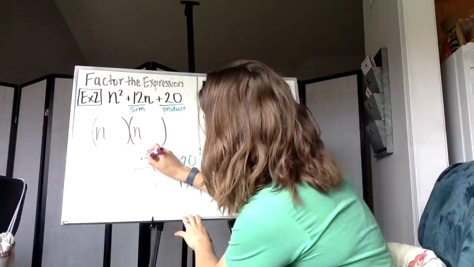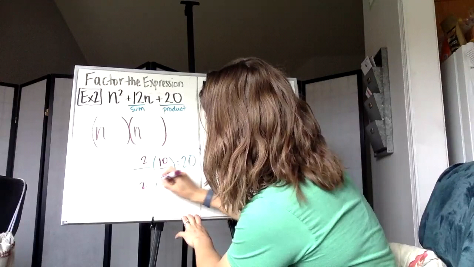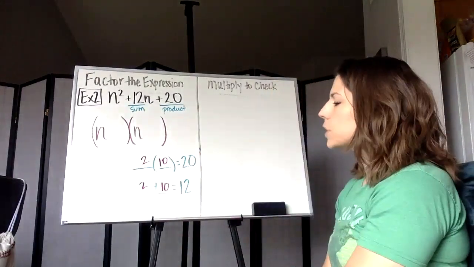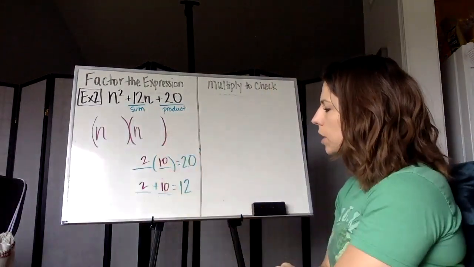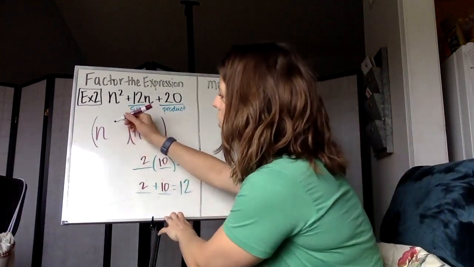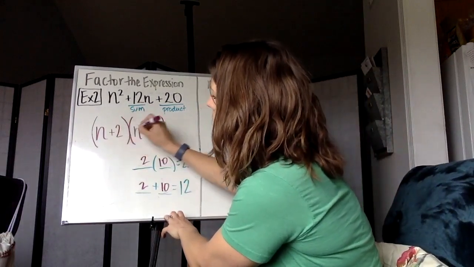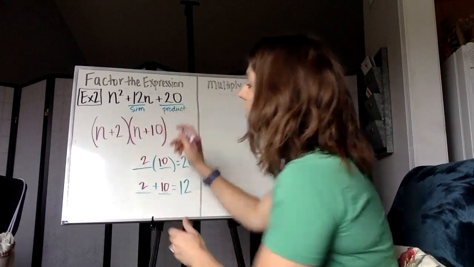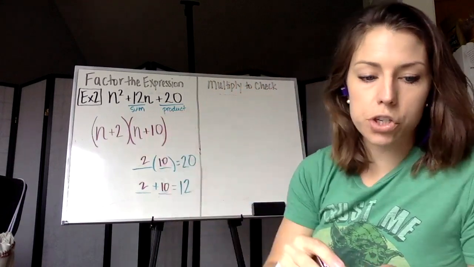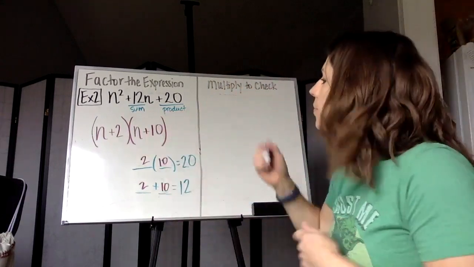How about 2 and 10? 2 times 10 is 20, 2 plus 10 is 12. We look good. So our final 2 terms are positive 2 and positive 10. At least we think they are. We don't know for sure until we multiply to check.